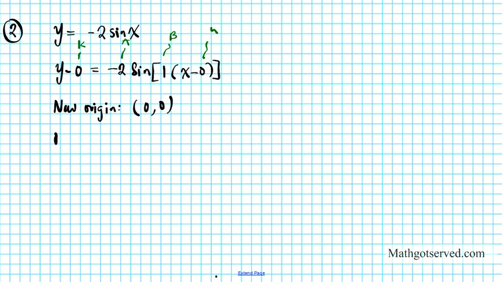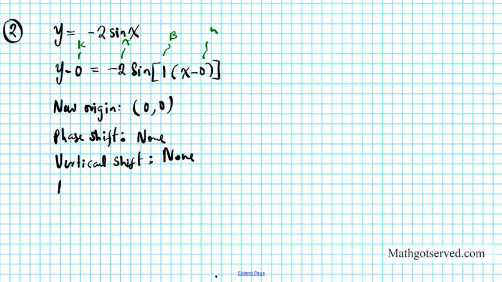Our phase shift is the x-coordinate of your new origin, which is 0. Actually, since it's 0, that means there's no shift, right? So no shift is like none. And then your vertical shift is the y-coordinate of the new origin. There is no movement in the y direction, so there is no shift up or down.